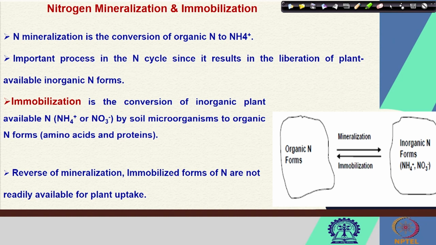So, these two are the organic nitrogen forms, and immobilization is basically the conversion of this ammonium and nitrate into these organic nitrogen forms. So, what do we understand? We understand that immobilization is the reverse process of mineralization, and remember that these immobilized forms of nitrogen are not readily available for plant uptake, because they are amino acids and proteins, and plants cannot take up amino acids and proteins, because the only two available forms are ammonium and nitrate, which are inorganic forms.